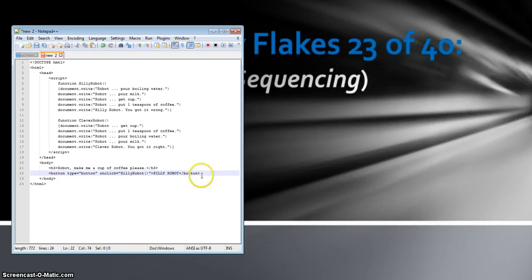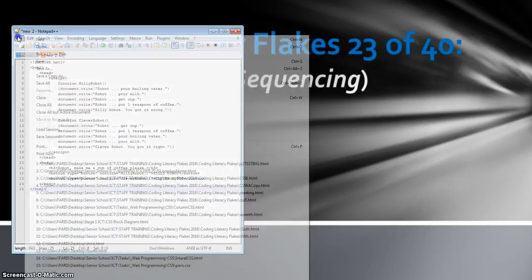Okay, that does that. Now I have another button. I might as well copy that actually. Control C, go down, Control V. But this one's going to fire up the function called clever robot function. That's this function here, the clever robot function, and the button's going to show clever robot button. Okay, there we go.